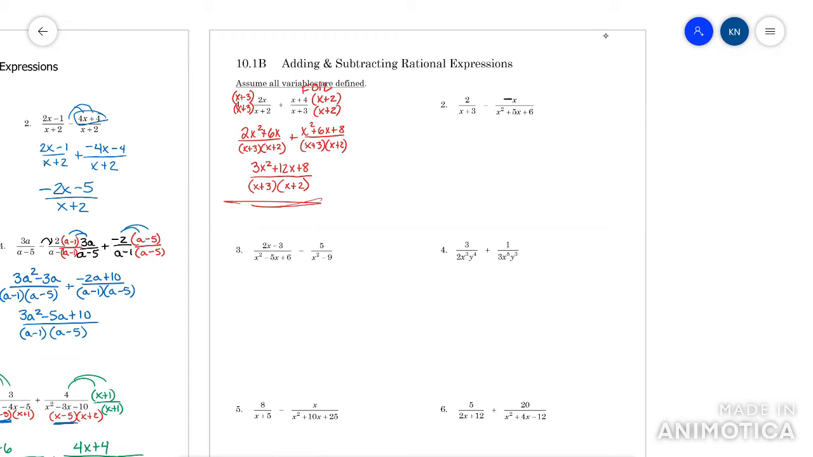Distribute that minus sign, so it'll become negative x up top. I don't feel like rewriting that whole problem. You will have to factor the bottom on the right side, though, because you'll get x plus 2, x plus 3, meaning to get your common denominator, all that's needed is this x plus 2 on the left. Don't forget to distribute. So you'll end up getting 2x plus 4 over the common denominator plus negative x over the common denominator.